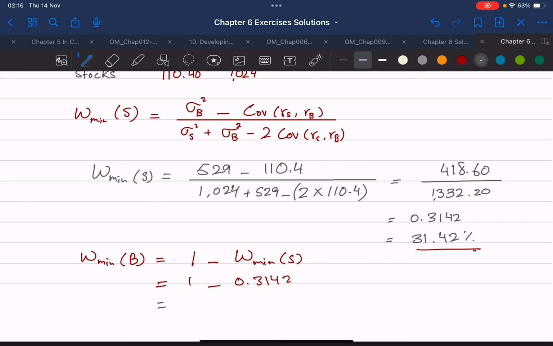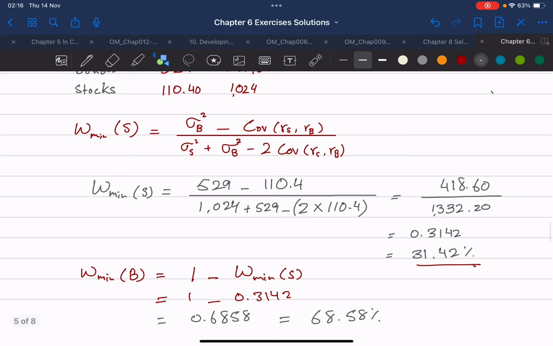Okay, which is going to equal 1 minus 0.3142. That would be 0.6858, which equals 68.58%. Okay, so now the minimum variance portfolio is going to be allocated this way.